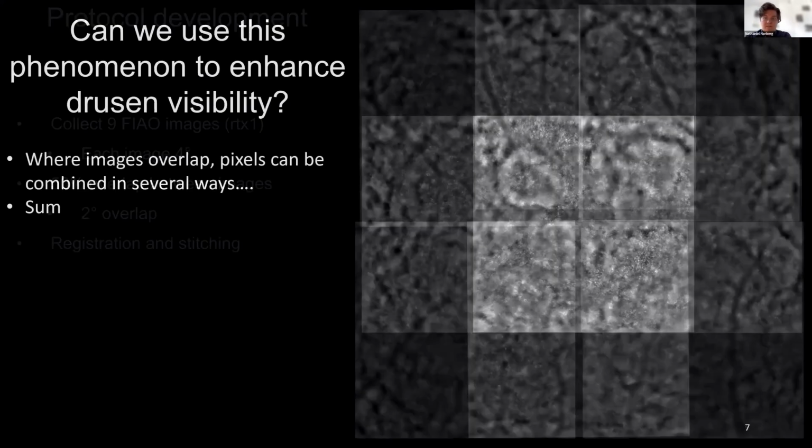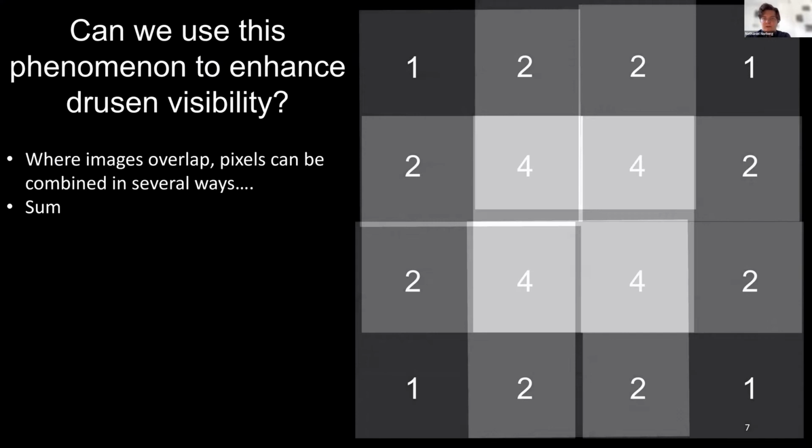In looking at the sum, we can appreciate the different number of images that contribute to each section. So in the center, we have 4 images, and in the corner, we have 1. So most of the information we'll get will be from the center.